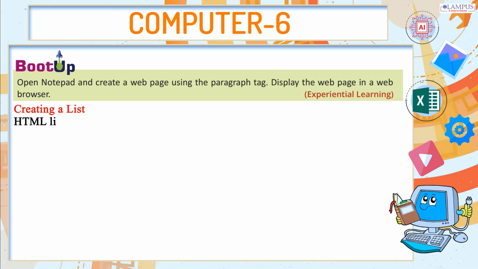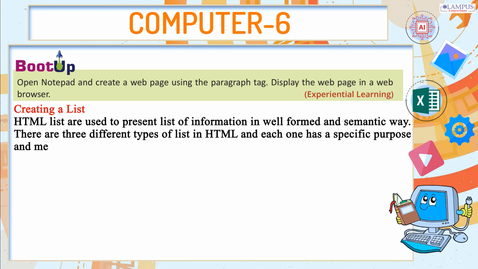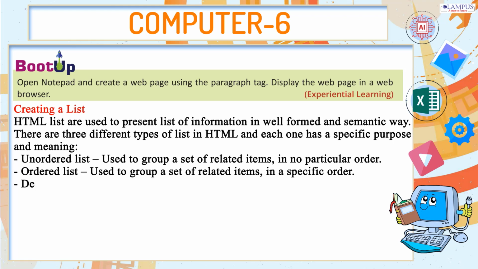Creating a list. HTML lists are used to present lists of information in a well-formed and semantic way. There are 3 different types of list in HTML and each one has a specific purpose and meaning. Unordered list, used to group a set of related items, in no particular order. Ordered list, used to group a set of related items, in a specific order. Description list, used to display a list of terms and their descriptions.